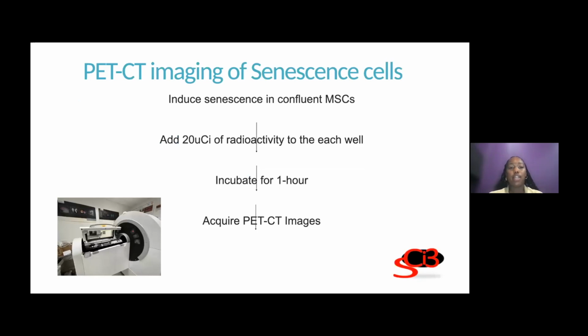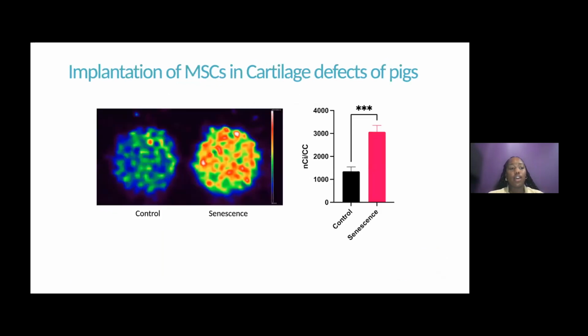For the imaging, we did PET-CT with the 18F PY-gal radiotracer, where we induced senescence in the confluent mesenchymal stem cells. Both control and senescent cells were treated with 20 microcuries of radioactivity and incubated for 1 hour. Then we obtained the PET-CT images. These are the PET-CT images where we can see that the range of uptake is significantly higher in the senescent cells than in the control cells. And this data was all quantified by nanocurie per cc.